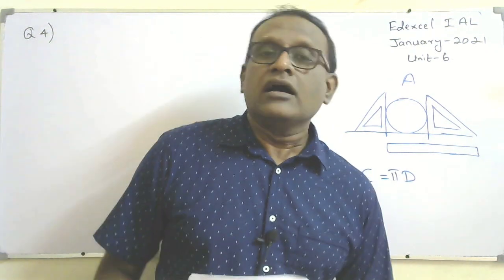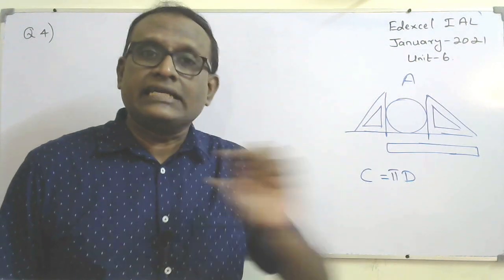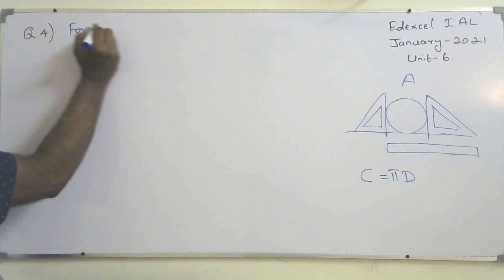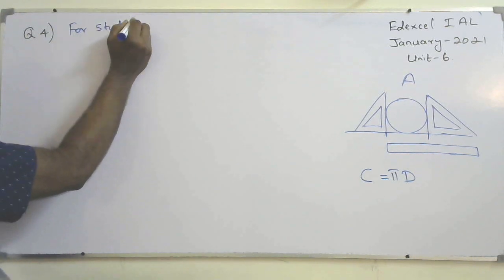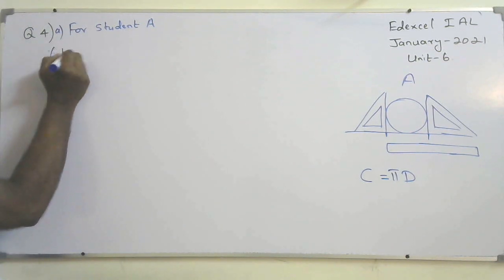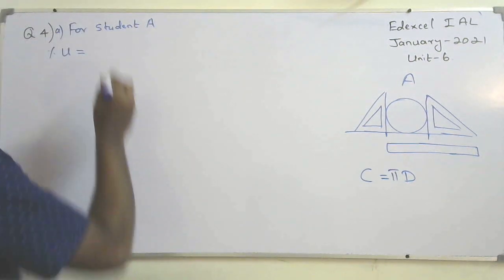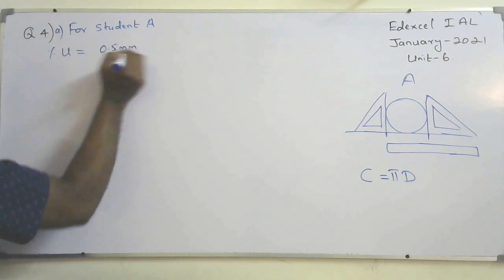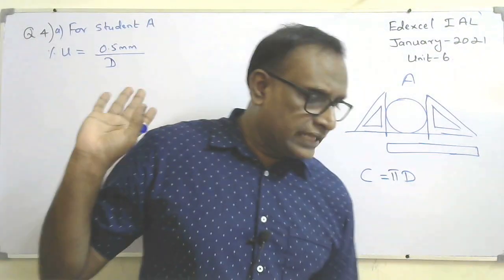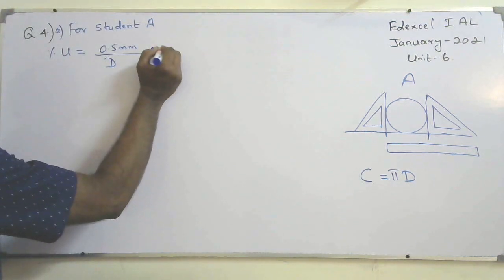Okay, so when you think about the measurement done by student A, he is directly measuring the diameter. So for student A, that is question number 4A part, percentage uncertainty will be the uncertainty, because he is using meter rule, so uncertainty will be 0.5 millimeter divided by the diameter he measured, d. They are saying almost 10 centimeter, but I am not substituting it. Just put d into 100%.